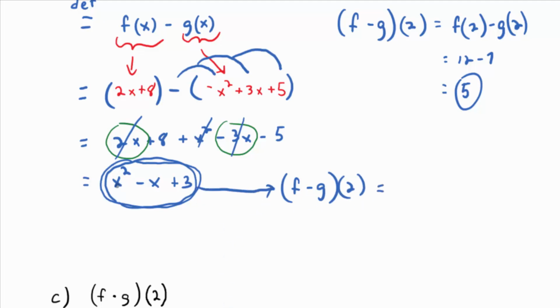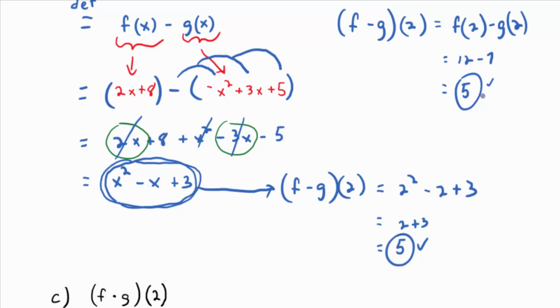So what does this formula tell me to do? Replace x squared with 2 squared, or 4, minus 2 plus 3. Is that going to equal 5, I hope? Yeah, because you get 4 squared minus 2 is 2 plus 3 is 5. So notice that it matches up.